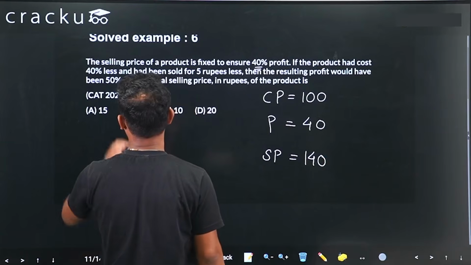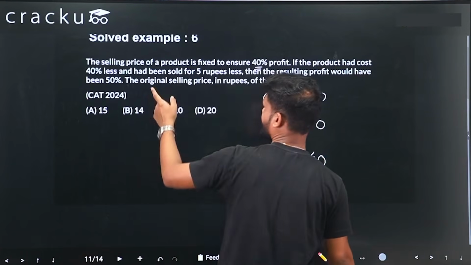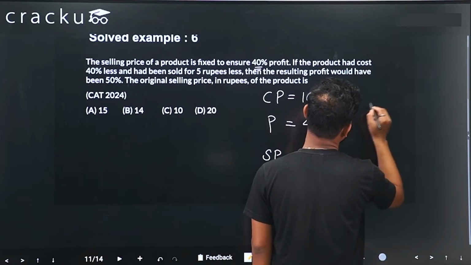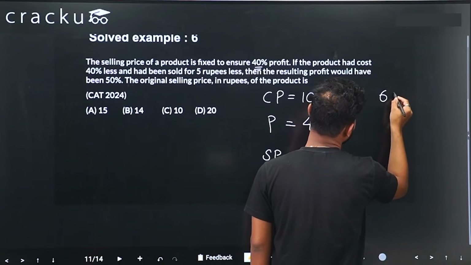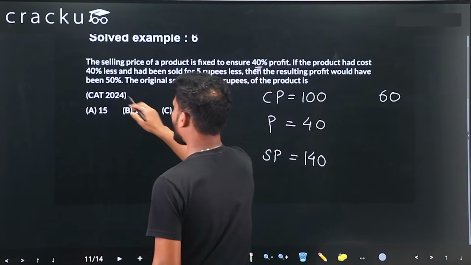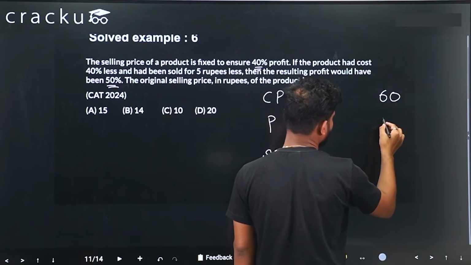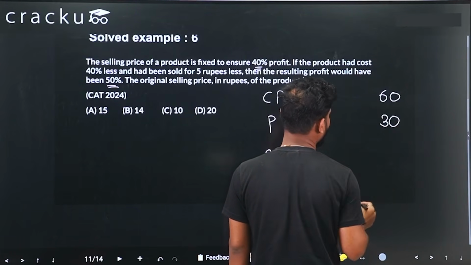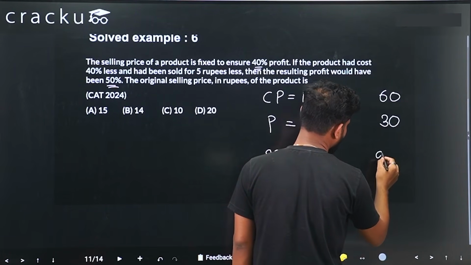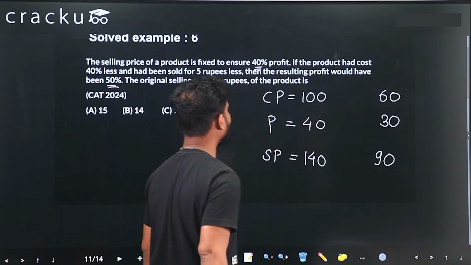Now what is said? If the cost price was 40% less, that means the cost price will be 60. Then the profit would have been 50%. So 50% of 60 is nothing but 30 rupees, and this is nothing but 90. So the new selling price will be 90.